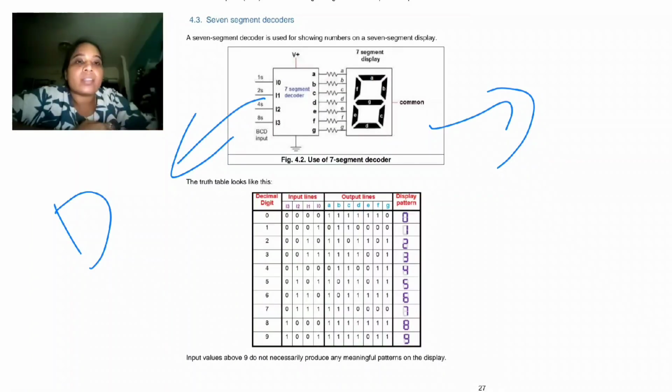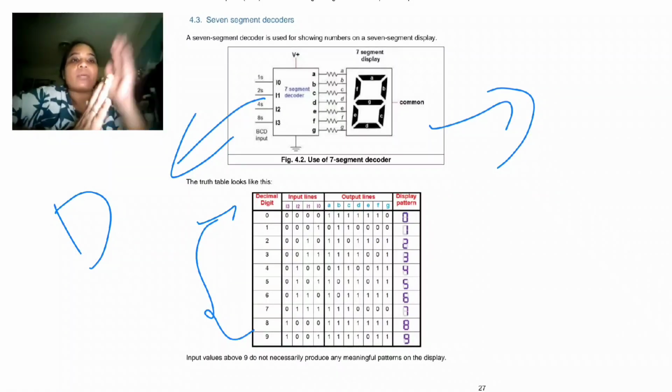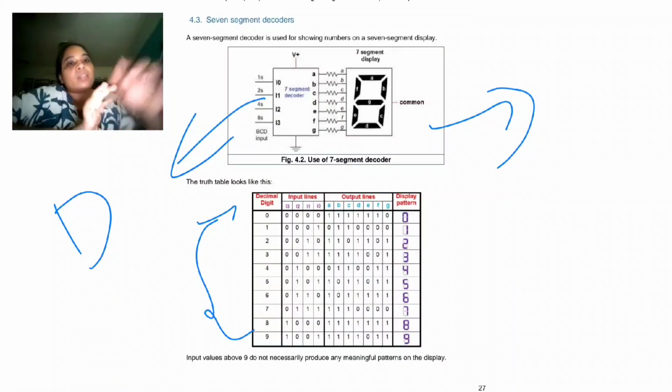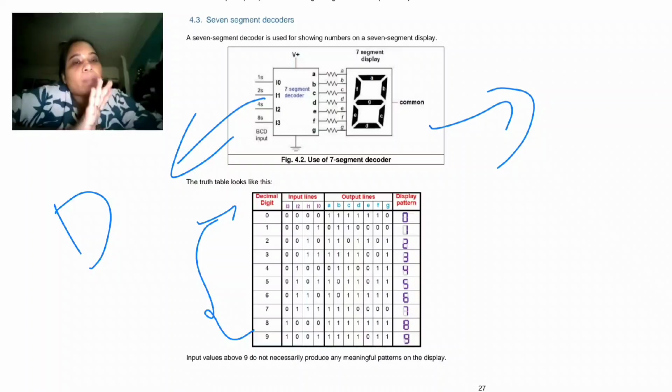Here the digital board is decimal, 0 to 9. Decimal means 0 to 9. We are going to give the output. Input 1, input 2, and then outputs A, B, C. We are going to get almost 7 types of outputs. Here I'm going to give 4 bits: 0, 0, 0, 1, 1, 0.